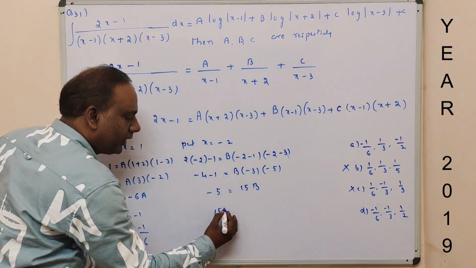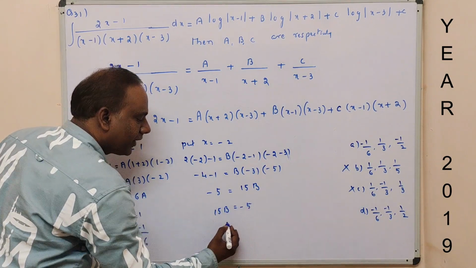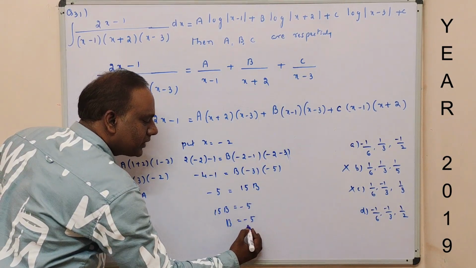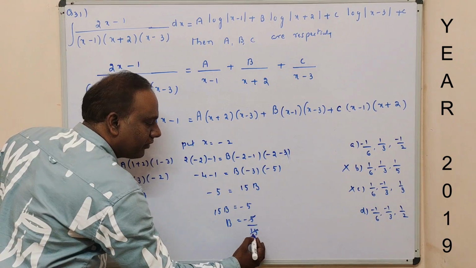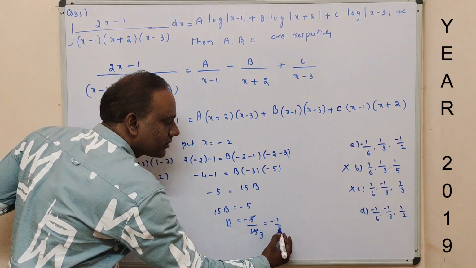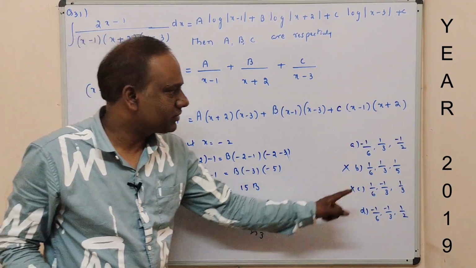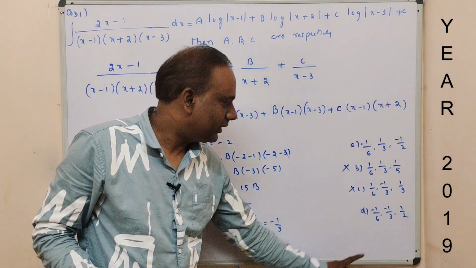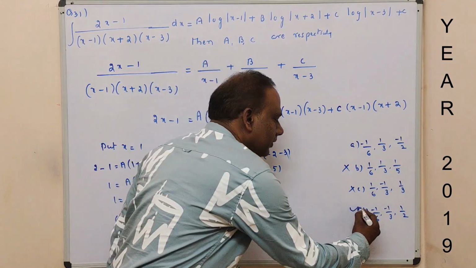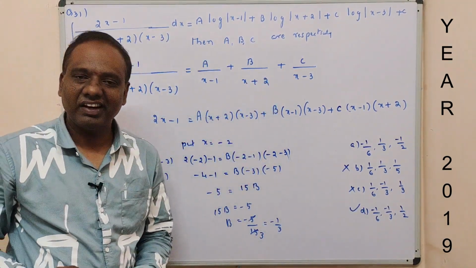Now 15b is equal to minus 5. b is equal to minus 5 by 15. So 5 1 is 5, 5 3 is 15. So minus 1 by 3. The b value is minus 1 by 3. Here they given minus 1 by 3. So option D is the correct answer.